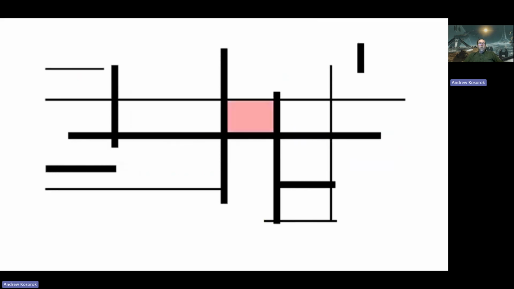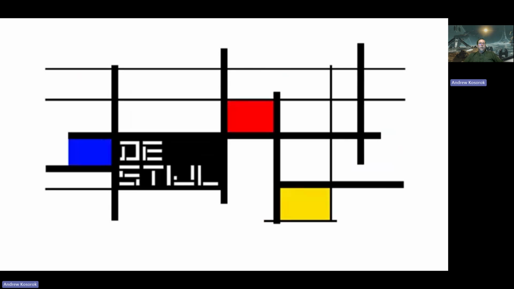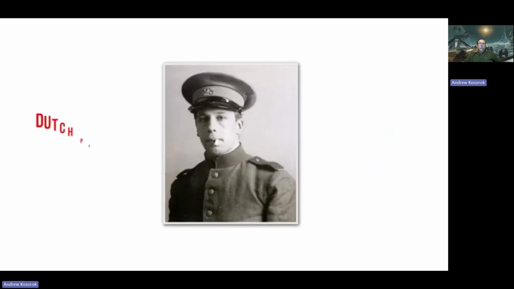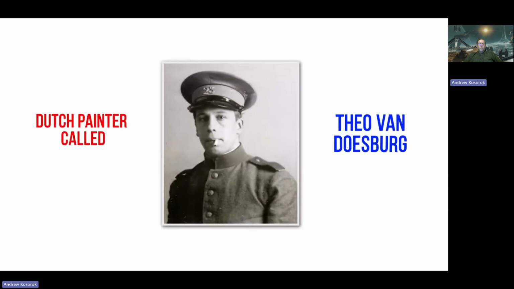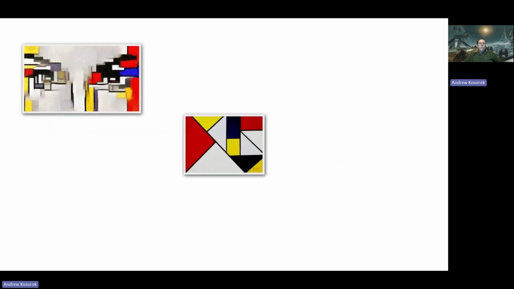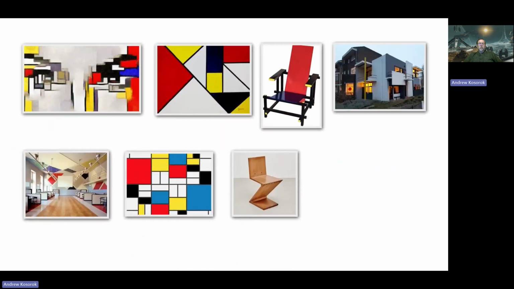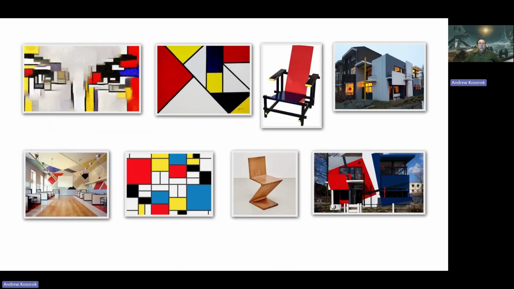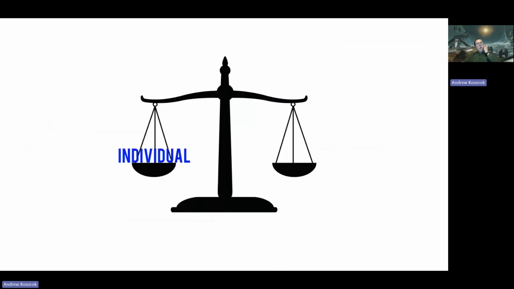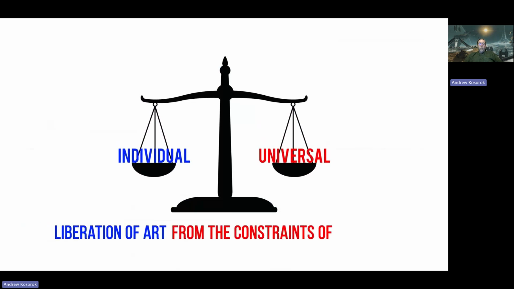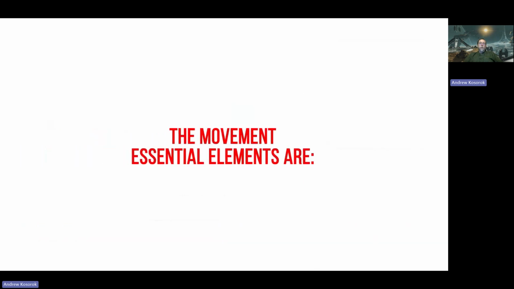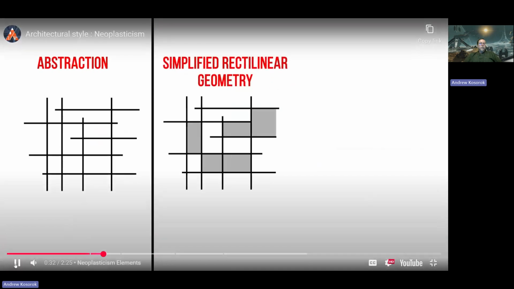De Stijl, or neoplasticism, is an artistic movement founded in 1927 by a Dutch painter called Theo van Doesburg. It influenced painters, artists, furniture designers, and architects such as Piet Mondrian and Jacobus Oud. Theoretically, de Stijl called for a balance between the individual and the universal, and for the liberation of art from the constraints of tradition. The movement's essential elements are abstraction, simplified rectangular.